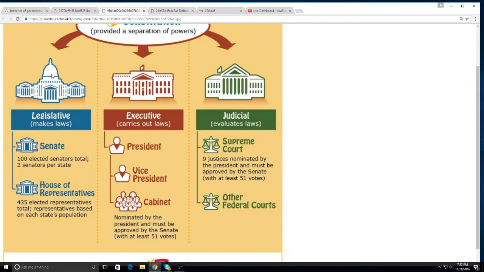We have legislative, their job is to make the laws. Executives carry out the laws, and judicial evaluates, it says on this diagram, but the word that Virginia likes to use is interpret. Evaluate and interpret are synonyms, same thing, but just so we're all clear on that.